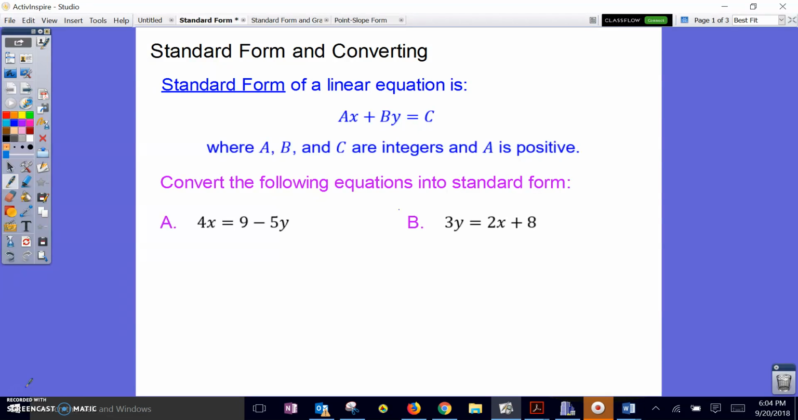Alright everybody, welcome back. In this video we're going to look at the standard form of a linear equation and converting between standard form and slope-intercept form and how we do that. So we start with the definition of what standard form is.